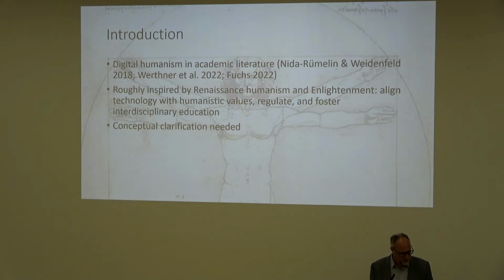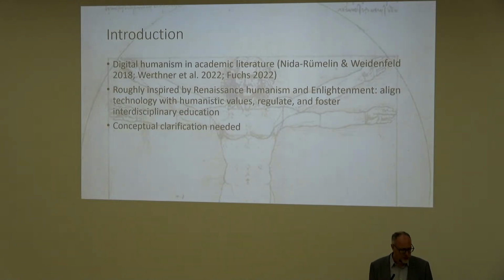It's especially popular in the German-speaking academic literature. You'll recognize Nida-Rümelin from Germany, but also here Hannes Werthner at the Technical University, some of you might know. They wrote about this. Also Christian Fuchs, more from a Marxian perspective. So it has been there in the academic literature for a while. And humanism, what is humanism? It's of course inspired by Renaissance humanism, and by the Enlightenment also. The main idea is to align technology with humanistic values, to regulate technology, including AI, and to foster interdisciplinary education.